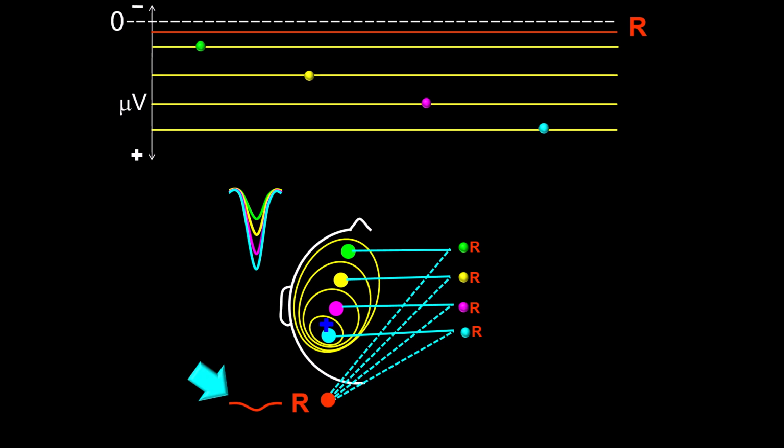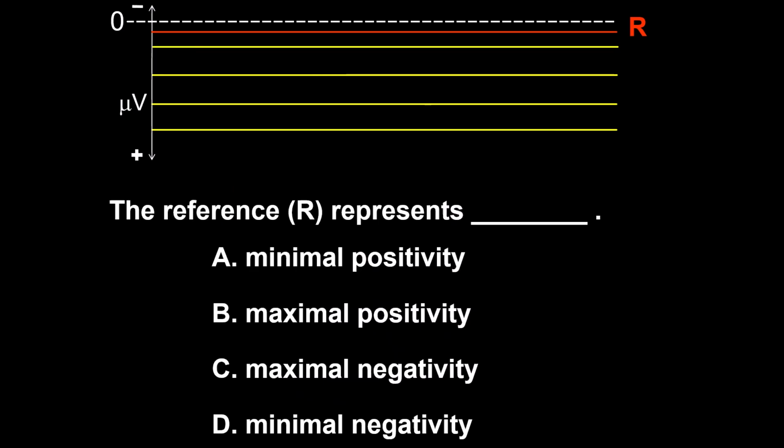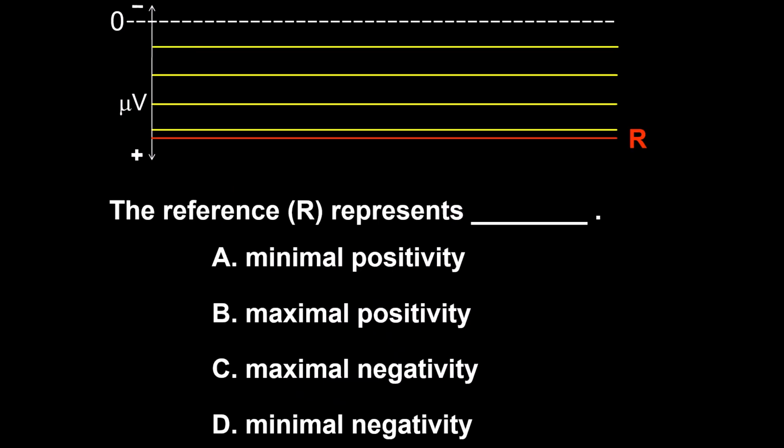Take a second to compare this wave with the one above. Thus the answer to this question is A. Next question. The reference represents A, minimal positivity, B, maximal positivity, C, maximal negativity, D, minimal negativity.